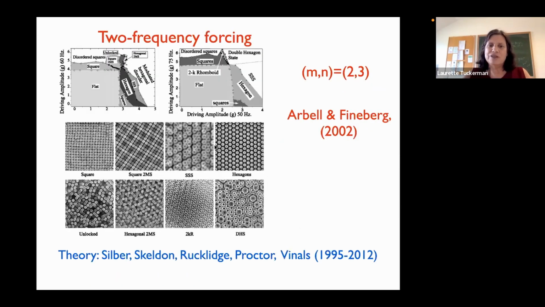And then people went really crazy over this. Arbel and Feinberg, in particular, for the two frequencies, 2 and 3, found all these different patterns that they gave all these names to, SS and DHS and I don't know what. And a lot of people did a lot of interesting work on these things in the years around 1995 to 2012.